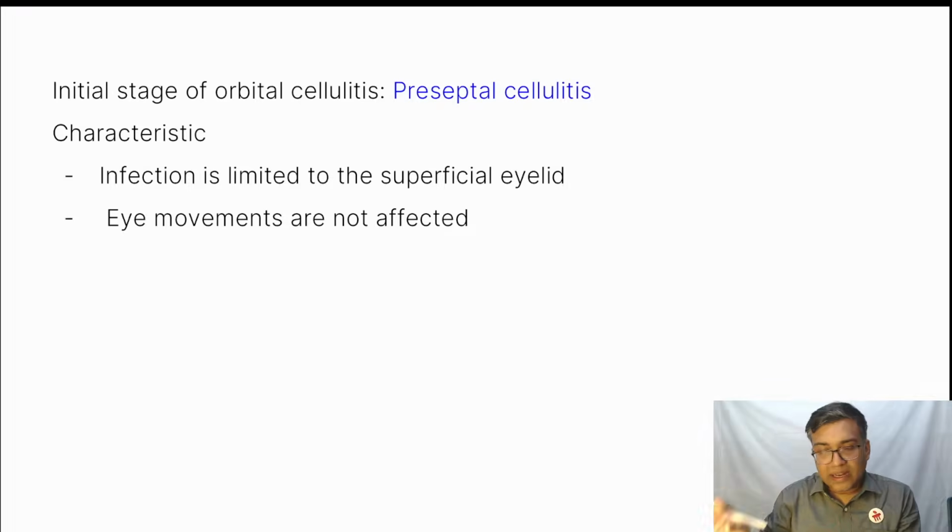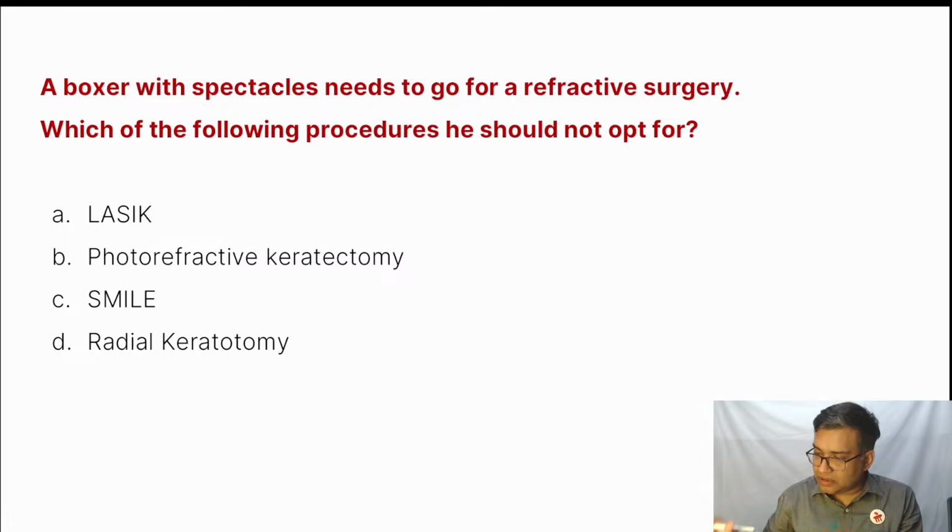Okay, let's move to our next question. All of these are questions which were previously asked. So this makes these topics also very important. If you have any doubt, you can put it in the comment section. We would discuss that also.